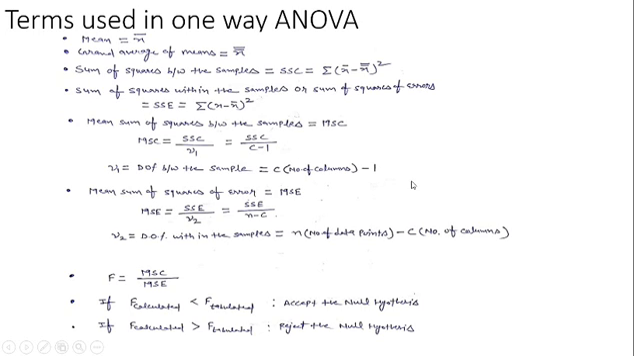Mean sum of squares of error is denoted by MSE. The MSE will be equal to SSE upon nu 2. Nu 2 is the degree of freedom within the samples, which will be equal to n minus c. N is the number of observations and c is the number of columns. So MSE will be equal to SSE upon n minus c.